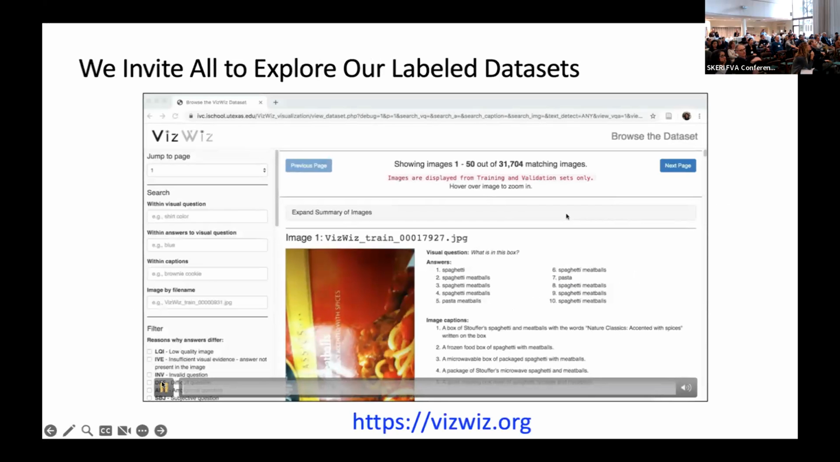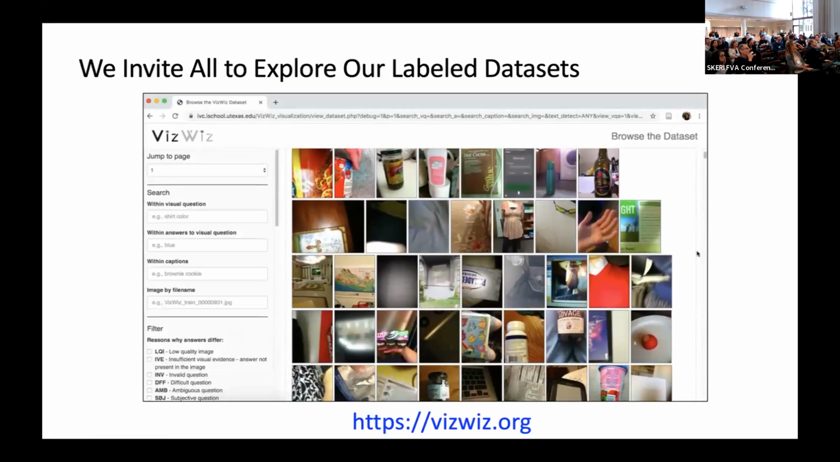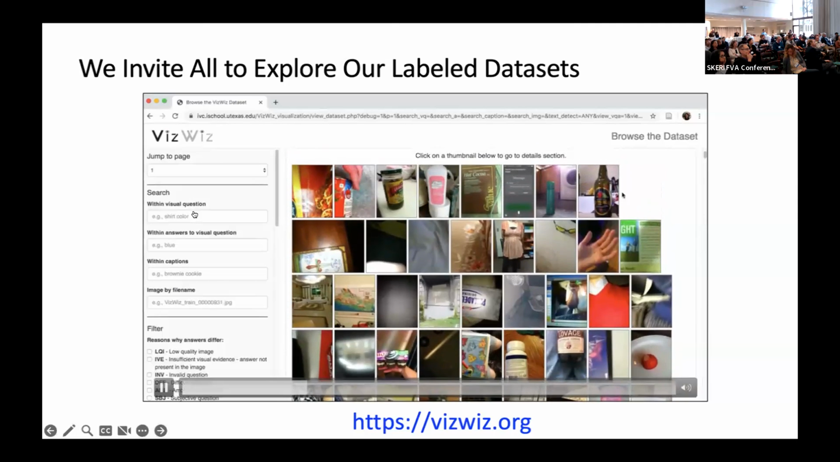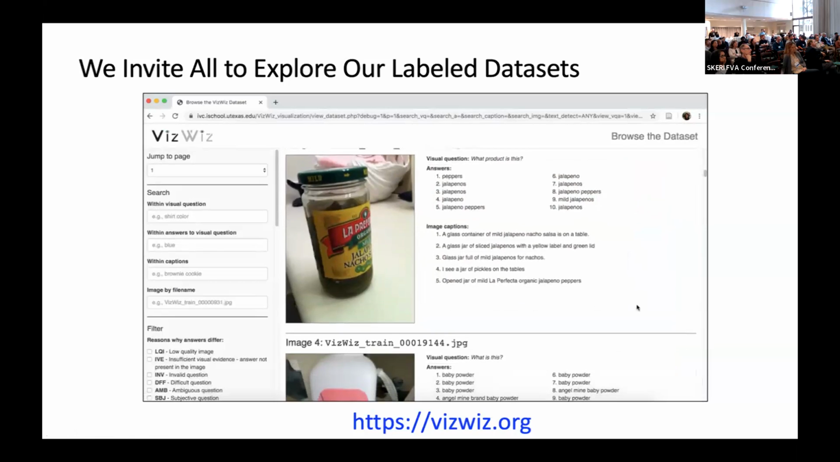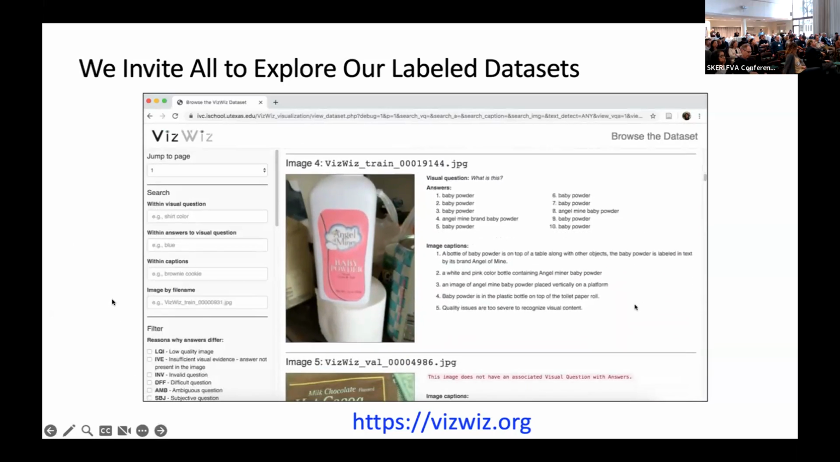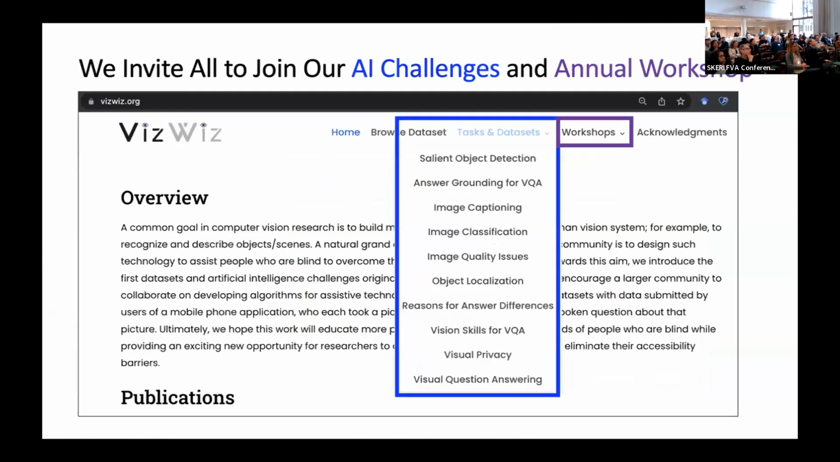I invite everyone to come and explore the labeled data sets. We have a browser that we publicly share at viswiz.org, where you can actually browse through different examples. You can search for things based on the visual question. You can look for things in the answers to visual questions. You can search for things in the captions, and much, much more, also on quality issues. So if you want to actually look at the data, feel free to come onto viswiz.org and check it out.